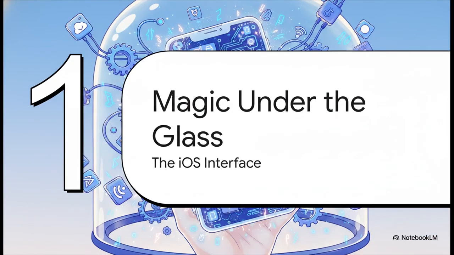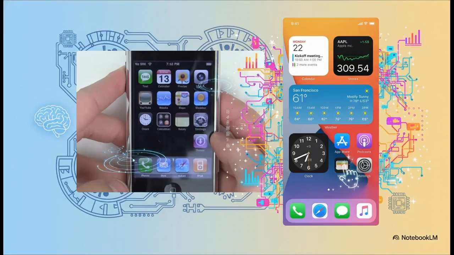Section 1. The magic under the glass. Think back to 2007. The original iPhone OS was super clean, simple, and frankly, revolutionary for its time. But look at modern iOS today. It is packed with widgets, real-time data, complex designs. This contrast really perfectly illustrates just how far the software layer has evolved.